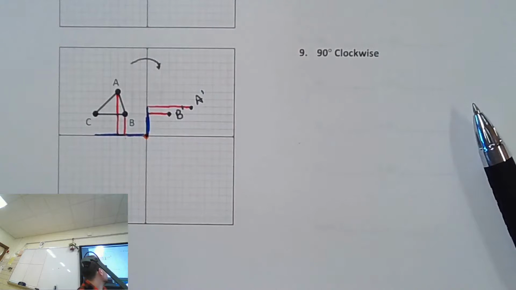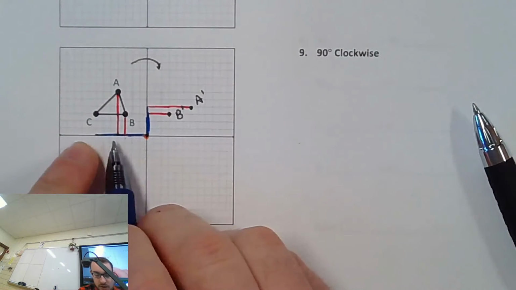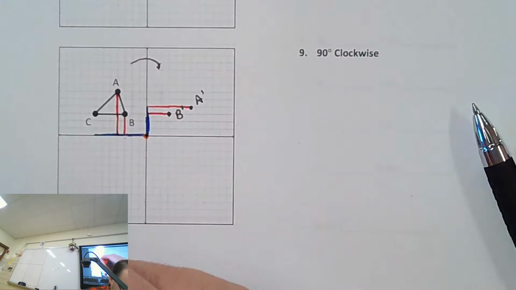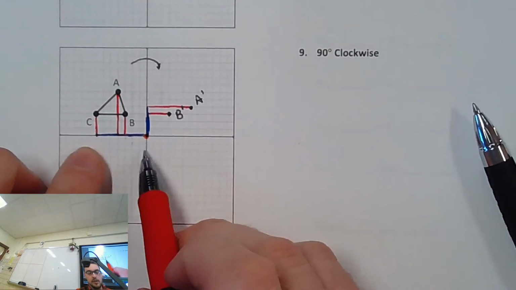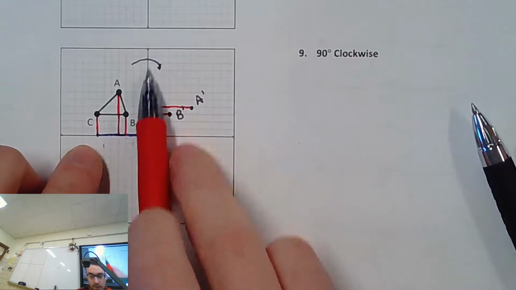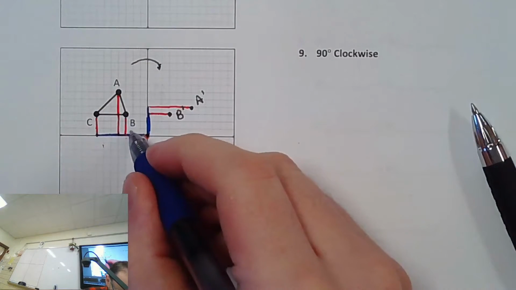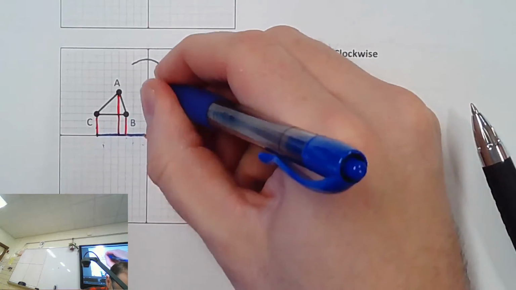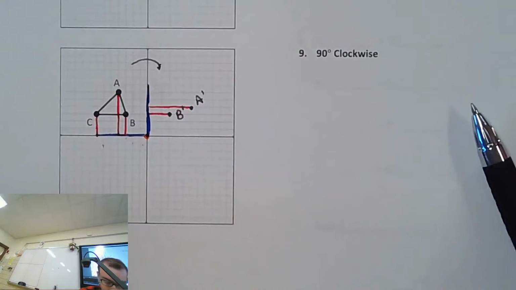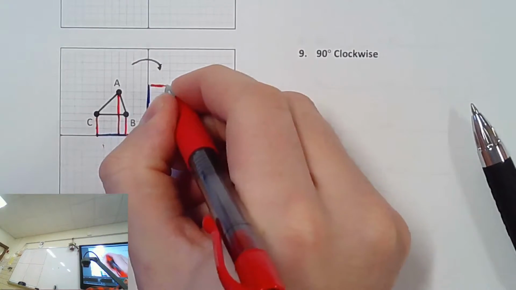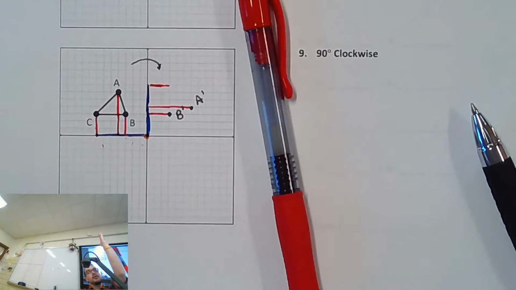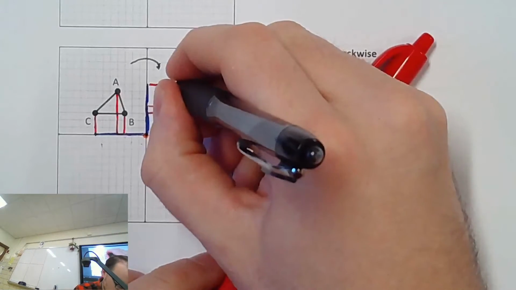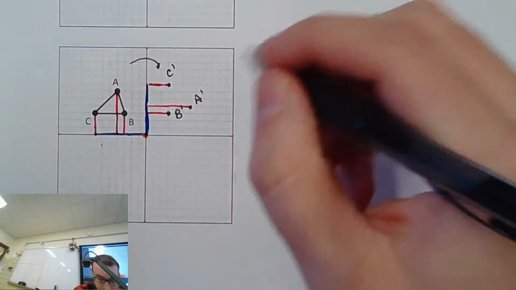C shares B's blue leg. It's just a little bit further. And then goes up 3. So instead of going to the left, it's now going to go up. 1, 2, 3, 4, 5, 6, 7. And then to the right 3. Because what was once vertical is now going to be horizontal and going to the right. So that's C prime. I did C prime on my own. I feel good about it.